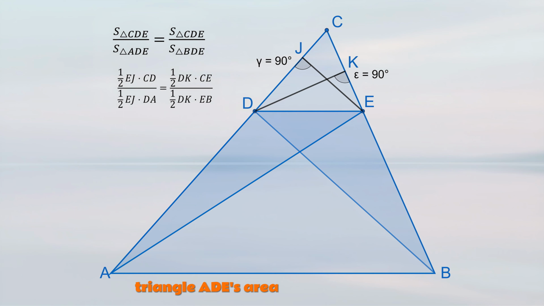Triangle ADE's area is 1/2 EJ times DA, and BDE's area is 1/2 DK times EB. After cancelling out the common items, we get exactly CD divided by DA equals CE divided by EB. And that concludes the proof for sufficiency.